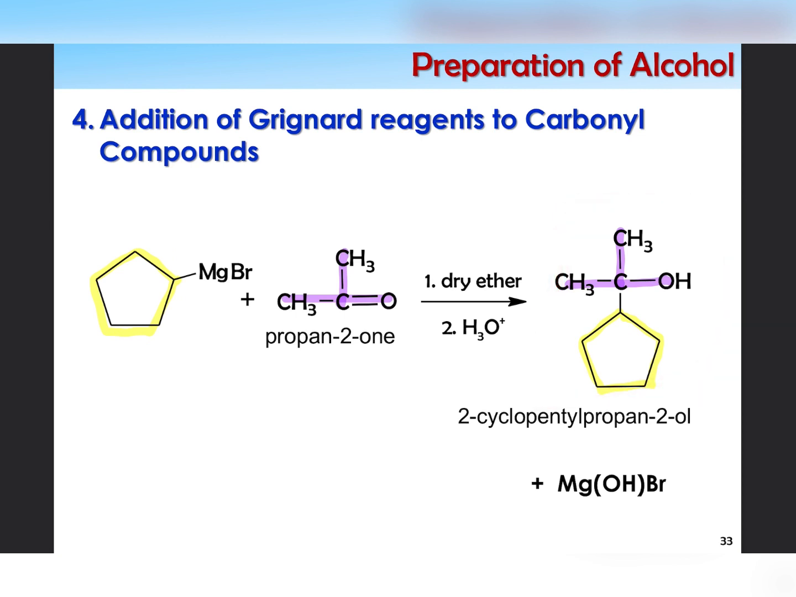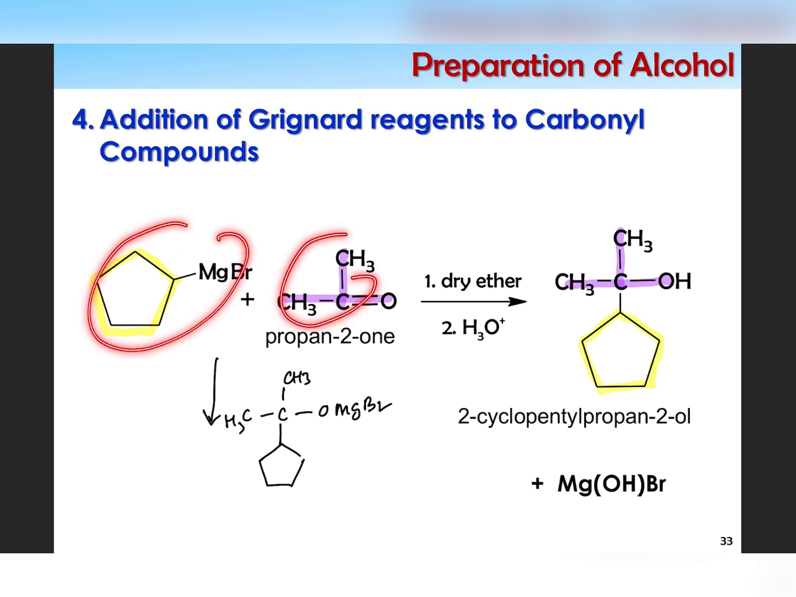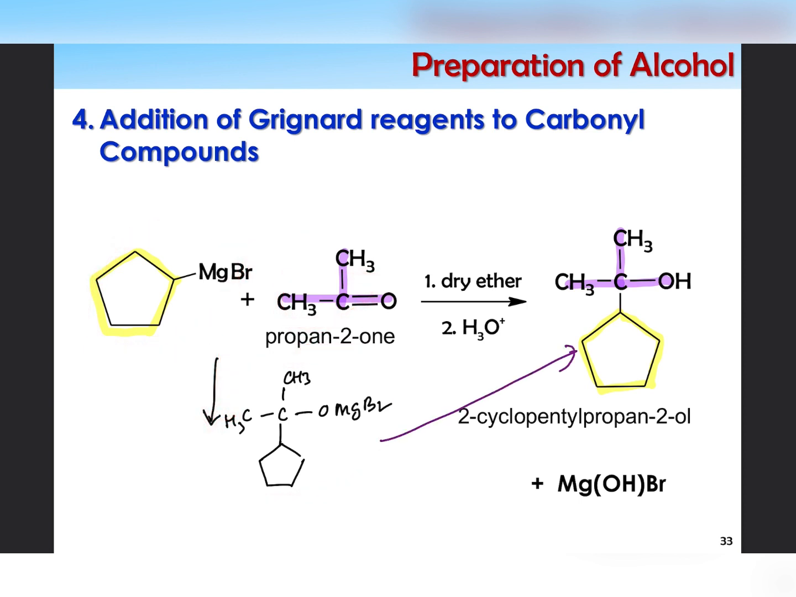Okay, so kalau kamu buat one by one. Second step ni baru kamu tulis H3O+. So that means dekat in between tu, contoh, if you react these two together first, kamu akan dapat this product first, lepas tu barulah you react dengan H3O+, H2O with the presence of acid catalyst H3O+.